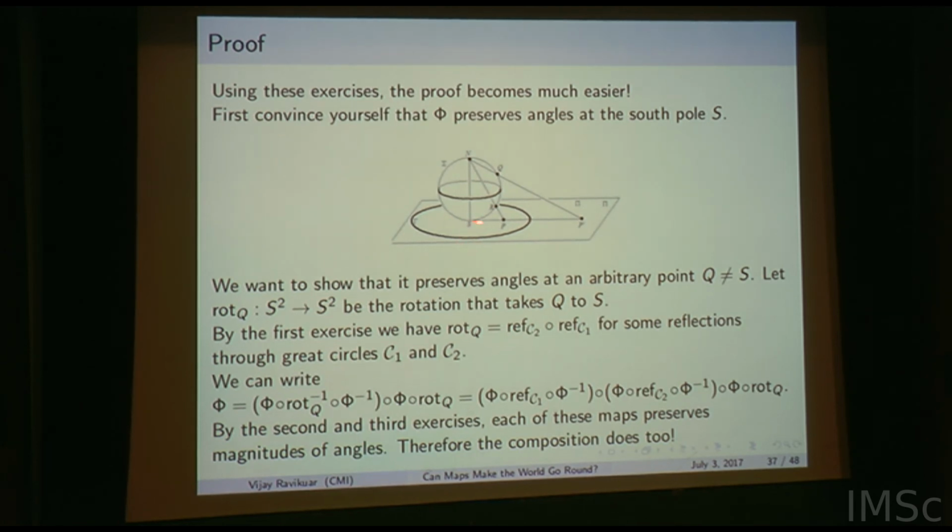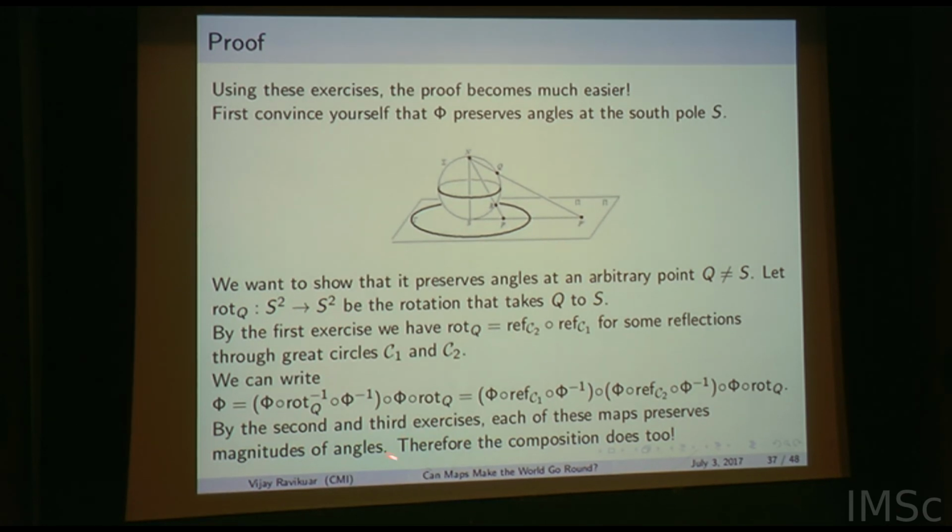And to show that it preserves angles at arbitrary points of the sphere, well, that's the hard part. So if we take an arbitrary point Q away from the South Pole, so any point Q that's not equal to the South Pole, we can let the rotation through Q be the rotation of the sphere that takes Q to S. There's going to be a unique rotation that takes Q to S. That's another thing to think about a little bit if you haven't seen that before.